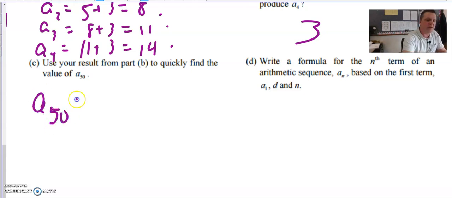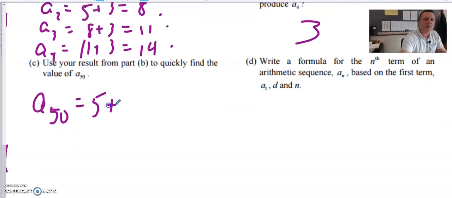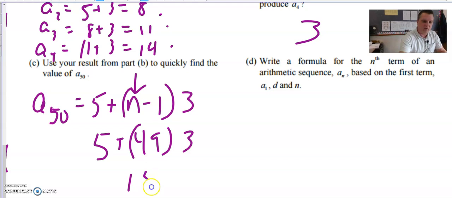So A50 equals the formula. A1 is 5, plus n minus 1 times d. The difference is 3, and n should be 50. So 5 plus 49 times 3. Put it in your calculator: 152. So that's how you use your formula to arrive at any number at all.